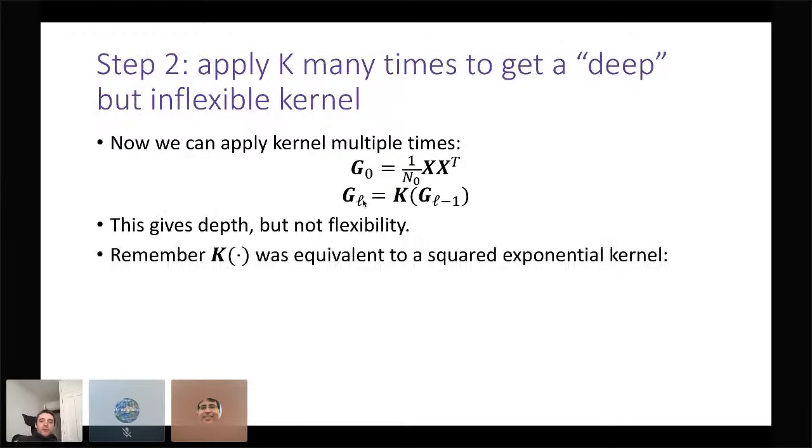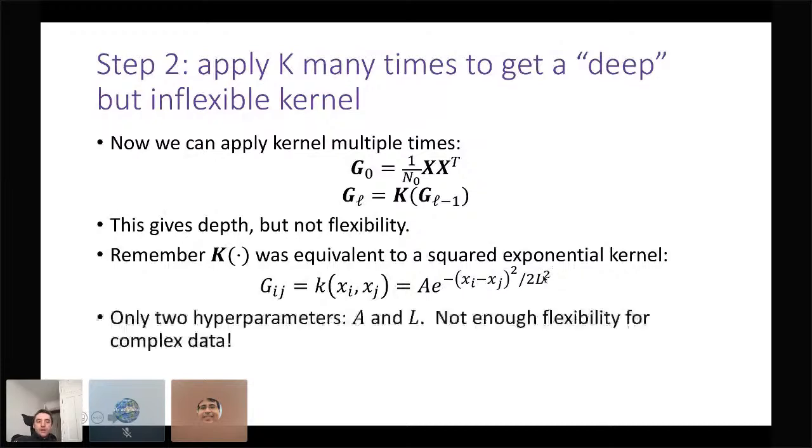So in particular, remember that this kernel function could correspond to a squared exponential kernel, which would be this thing there. Now notice this thing has two hyperparameters. It's got capital A there, and so the sort of height of all of those kernels, and also the length scale, that L squared. So that means there's two hyperparameters per layer, and that means there's 2 times capital L hyperparameters in total. And that's fine, but it simply isn't enough to give you the flexibility for those complex data sets like images or sound.